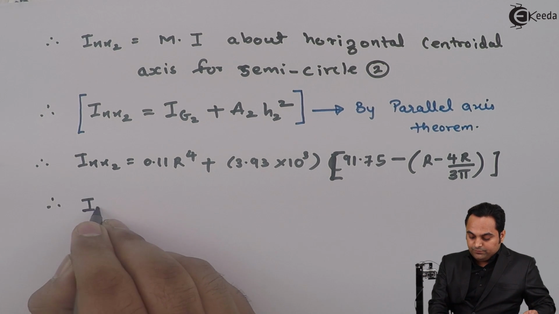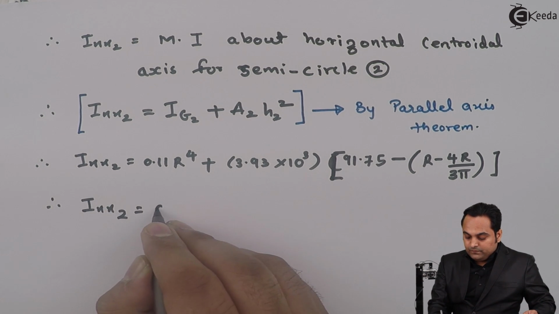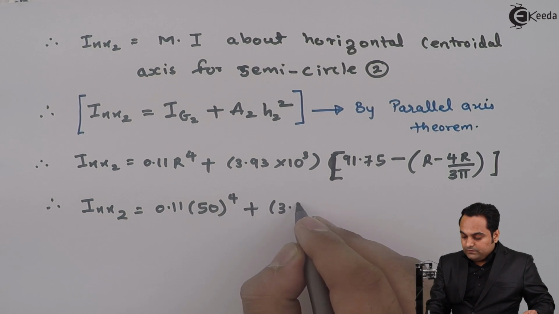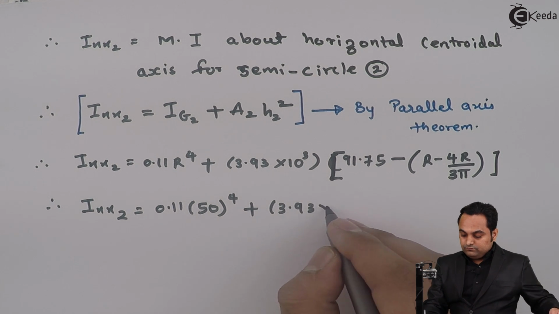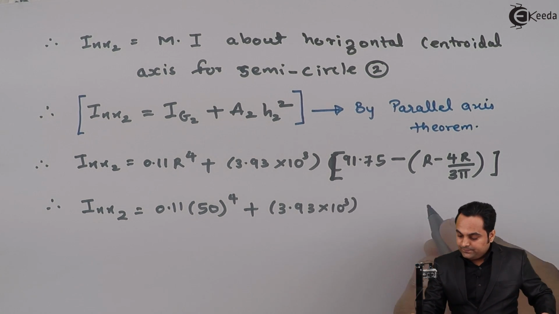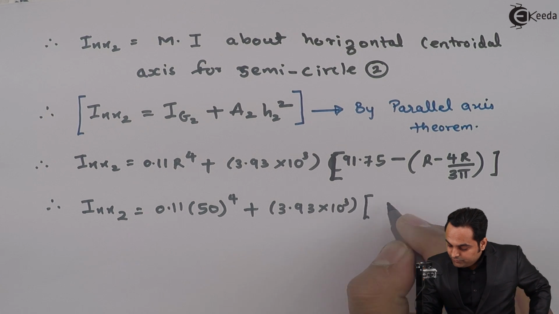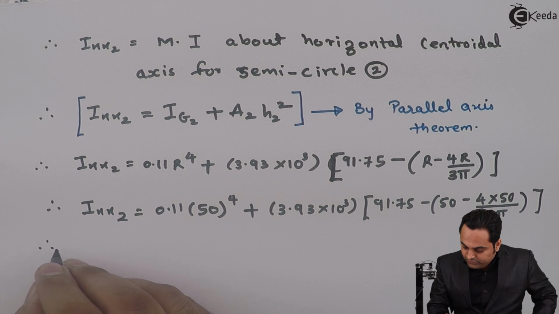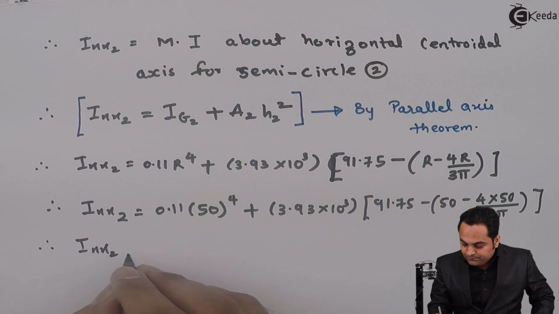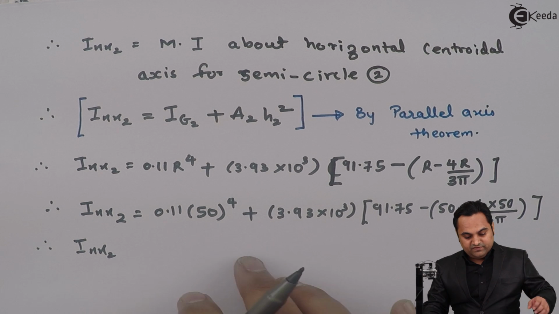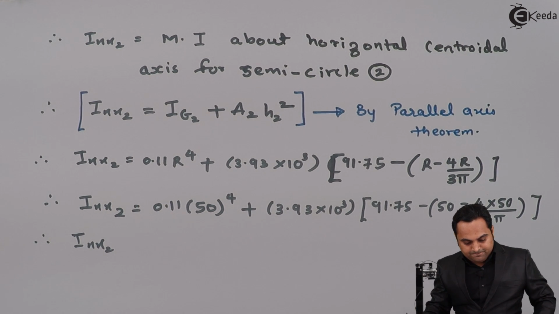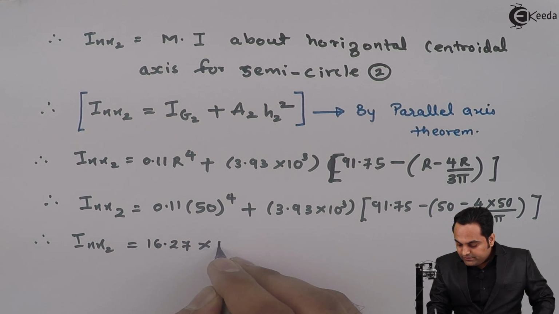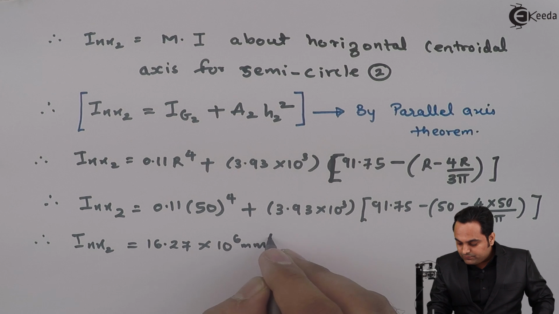So here I will go on putting the values. Radius is given as 50. Next, here I will put the value of radius. So if I go on calculating this throughout, I will get the answer of Ix2, which is 16.27 into 10 raised to 6 mm raised to 4.